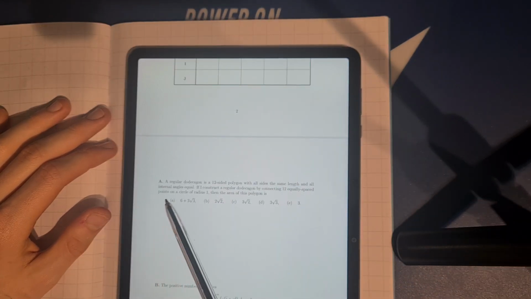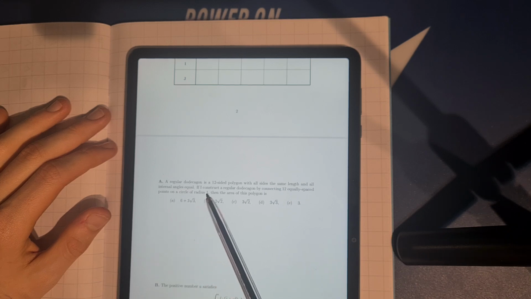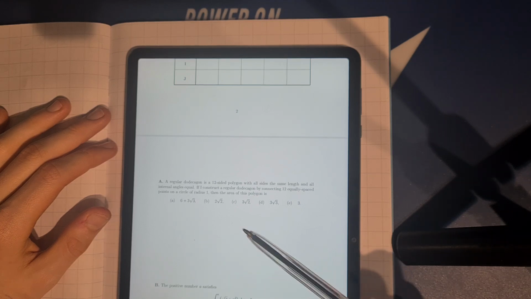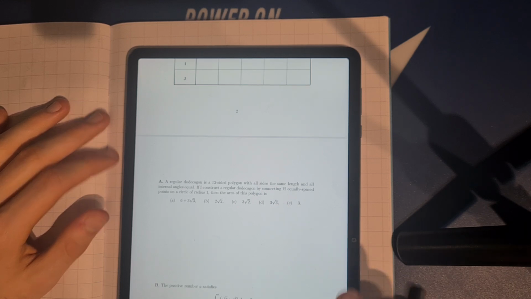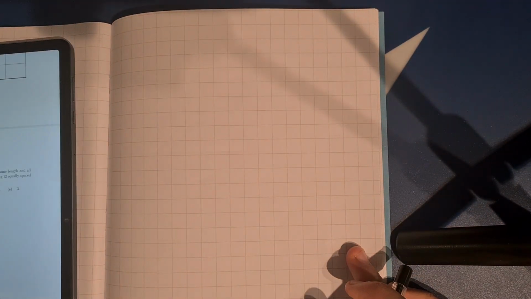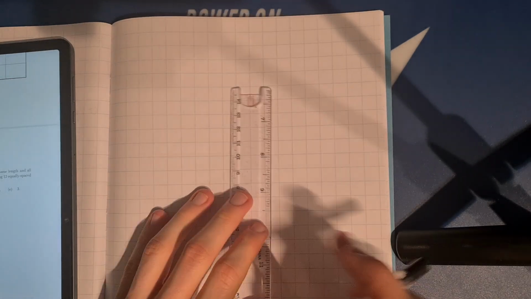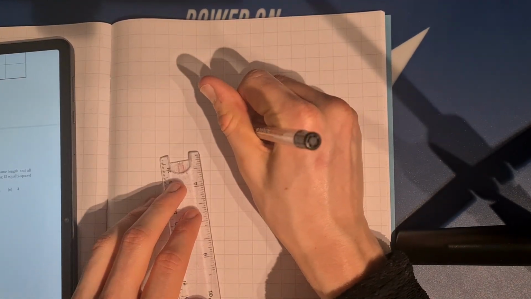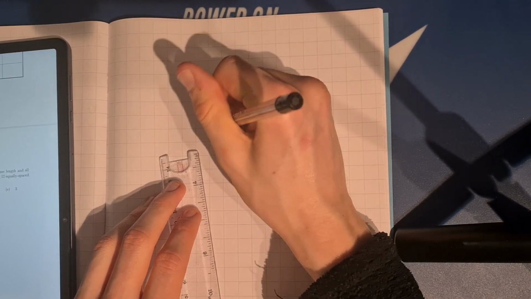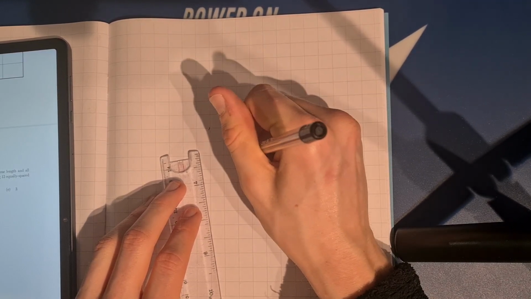But here's question A. A regular dodecagon is a 12-sided polygon with all sides the same length and all internal angles equal. If I construct a regular dodecagon by connecting 12 equally spaced points on a circle of radius 1, then the area of this polygon is your answer. So I'm thinking we start this off by drawing that circle of radius 1. I'll do that right here, and we'll just say this is of radius 1.